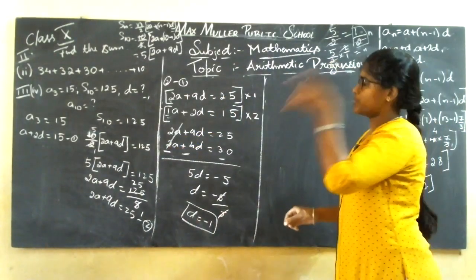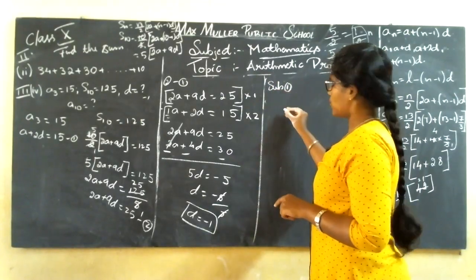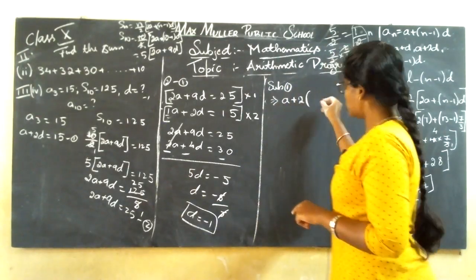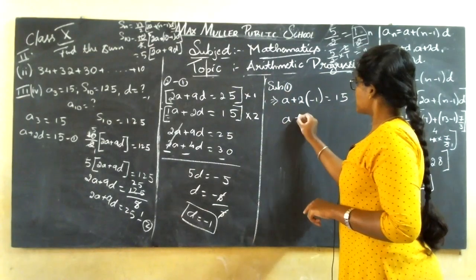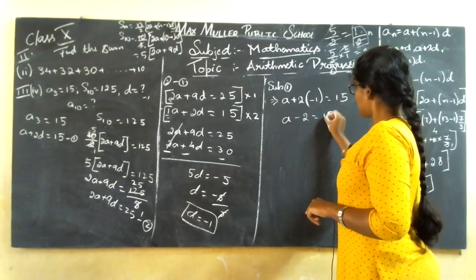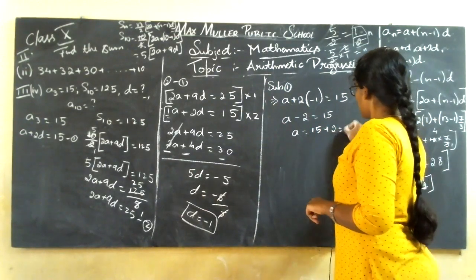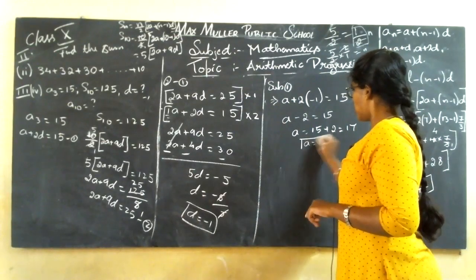So now let me substitute in equation number 1. So what do you get? Which implies a plus 2 into what is the d value? Minus 1 is equal to 15. So you get a minus 2 is equal to 15. So a value is 15 plus 2, which is equal to 17. Correct? So therefore a value is 17 you got.